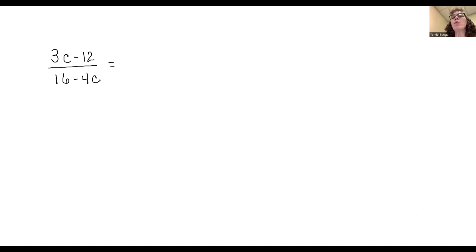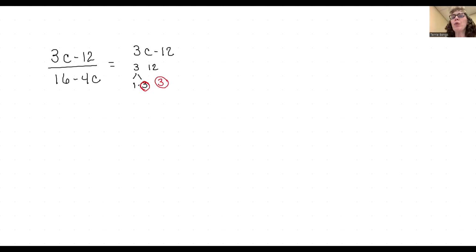Remember when we talked about factoring out the greatest common factor, I'm just going to rewrite this over here, 3c minus 12. And we want to think, do we have a greatest common factor between those two numbers? So let's write our numbers down here. We have 3 and 12. We always factor the smallest one, so we have 1 times 3. And we think to ourselves, can 3 divide into 12 evenly? Yes, it can. So 3 is going to be our common factor.